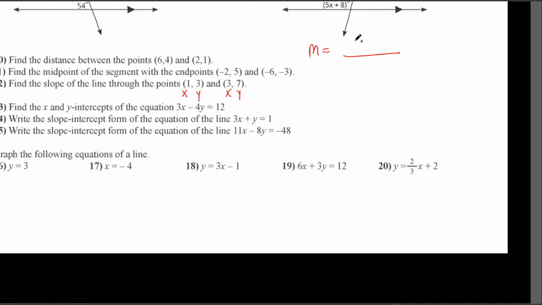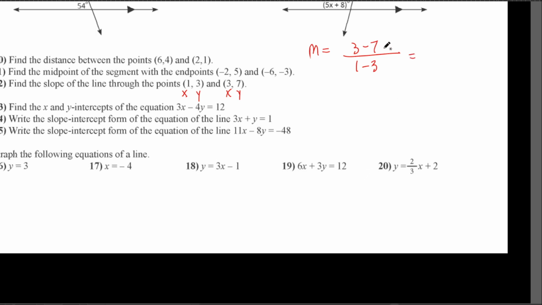3 minus 7. I'll just do the first one minus the second one, so I don't get confused. 3 minus 7. Everybody see that? Because 3 is this y, 7 is this y, and then I subtract them from each other. Put them on top. Now we take the x's and we subtract them. Make sure you subtract them in the same order, though. So if I went 3 minus 7, I have to go 1 minus 3. Everybody got that? That's how easy it is to do slope.